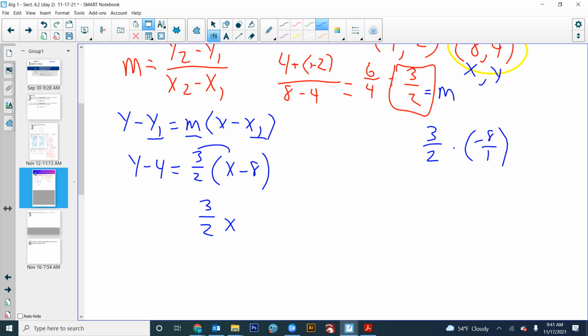So here's what you can do in your head. What's 3 times -8? Negative 24, and then divide it by what? What's half of negative 24? It's got to be negative 12. Okay? And obviously you can use your calculator. We want to use mental math whenever we can. It's good for everybody involved.